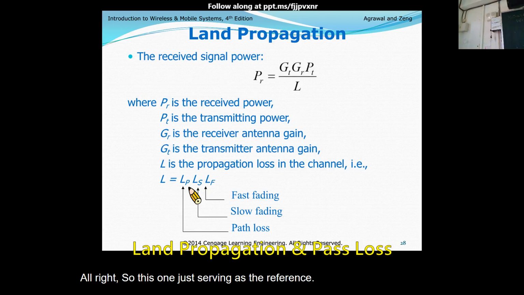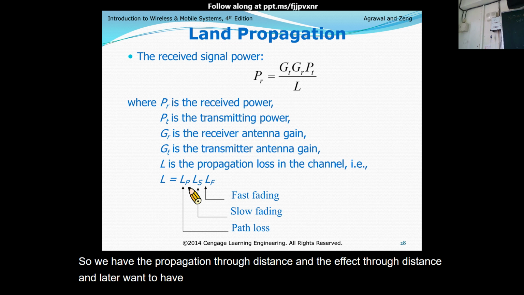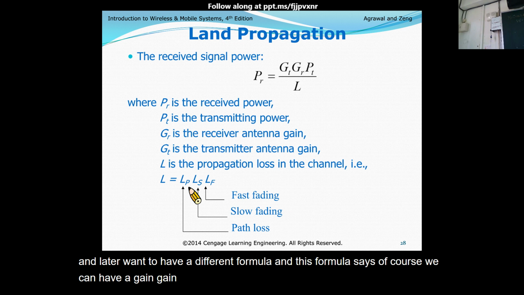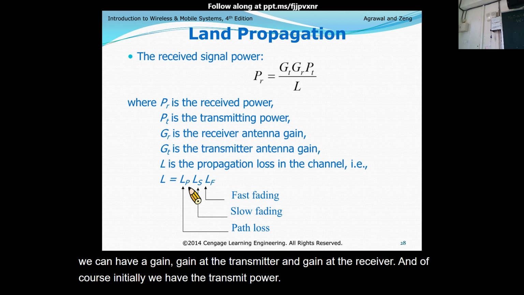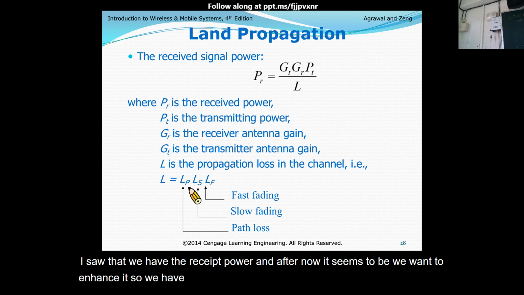So we have the propagation through distance and the effect through distance. And later we want to have a different formula, and this formula says, of course, we can have a gain at the transmitter and gain at the receiver. And of course, initially we have the transmit power, and so that we have the receive power. And up to now, it seems we want to enhance it, so we have a gain. The gain tries to amplify, to enhance it, but only gain.